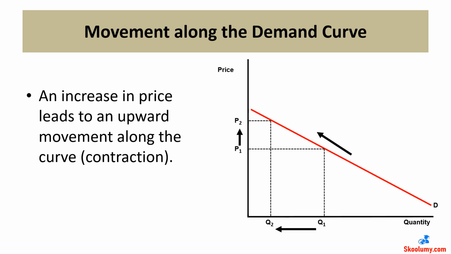An increase in the price of a good leads to an upward movement along the demand curve. This will cause a decrease in the quantity demanded of the product. In the diagram, as the price increases from P1 to P2, the quantity demanded falls from Q1 to Q2. This is known as a contraction of demand because a rise in the price of a product causes a decrease in the quantity demanded.